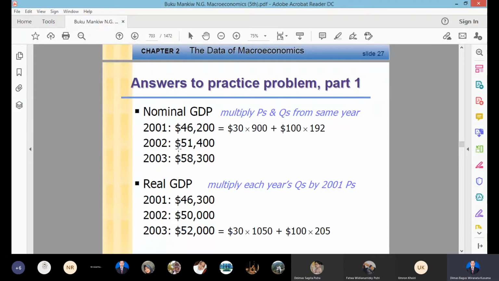And if you see the numbers here, 2002 and 2003 have a lower number compared to the nominal GDP. For example, 2001 is the same, 46,200, because it is the base year. And in 2002, the real GDP is lower than the nominal GDP, lower by 1,400. So it means that 1,400 is actually a bubble, which should not be included in the GDP, but it is because of inflation. For 2003, the nominal is 58,300 and the real only 52,000, a difference of almost 6,300. So here is the simple calculation of how to calculate nominal and real GDP.